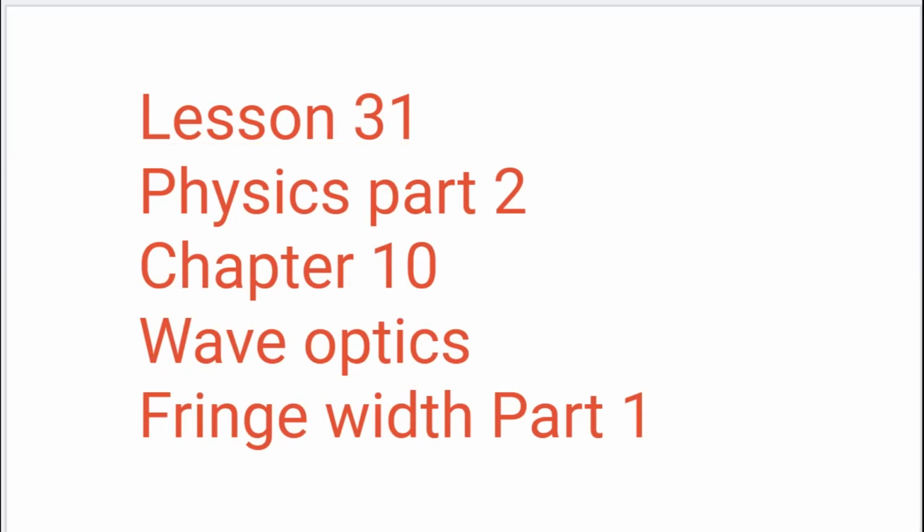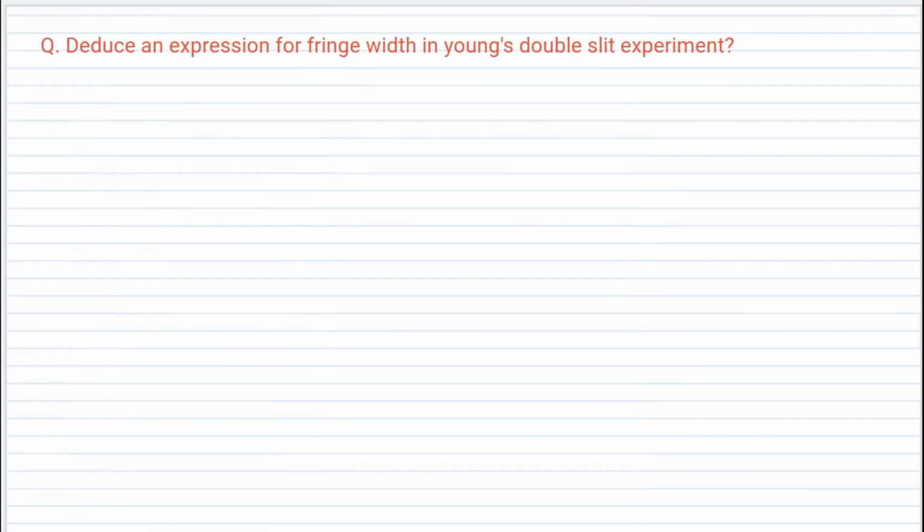In this lesson, we'll derive an expression for fringe width. So, deduce an expression for the fringe width in Young's double slit experiment. For deriving the fringe width, first we have to derive the equation for path difference. Then we will derive the equation for position of bright fringe and then position of dark fringe. After that, we will derive the fringe width.